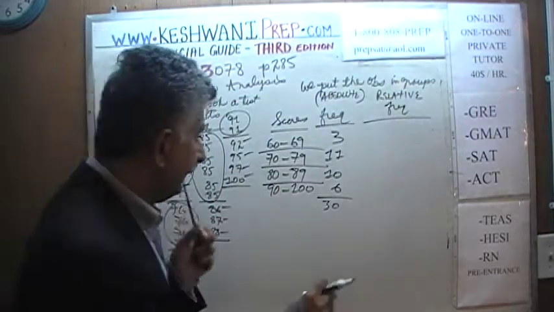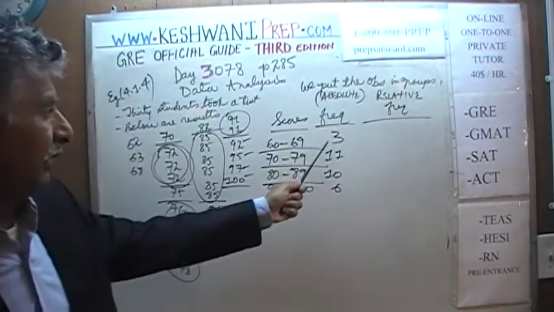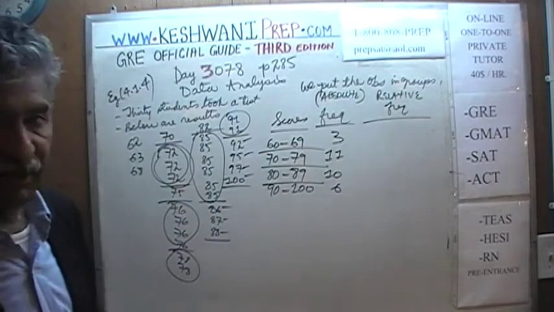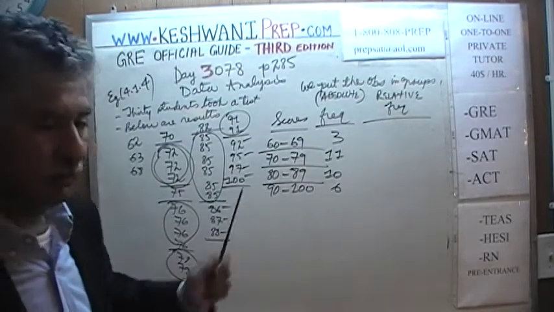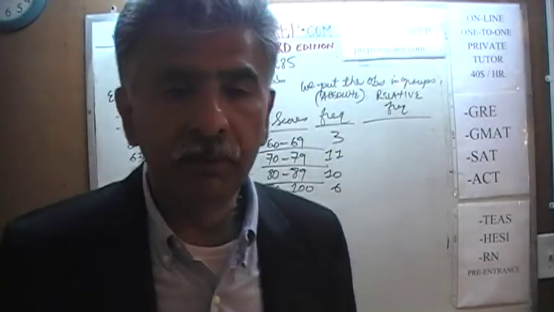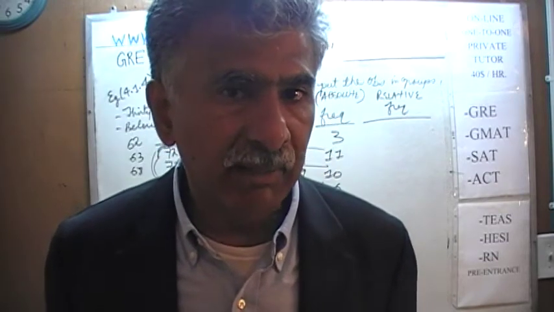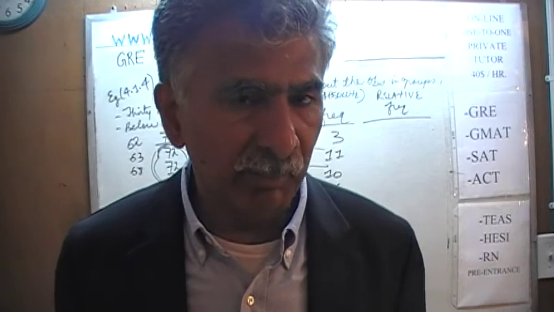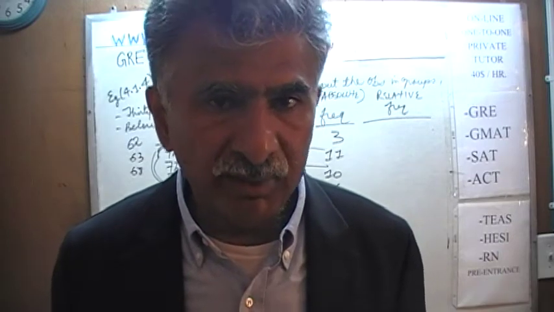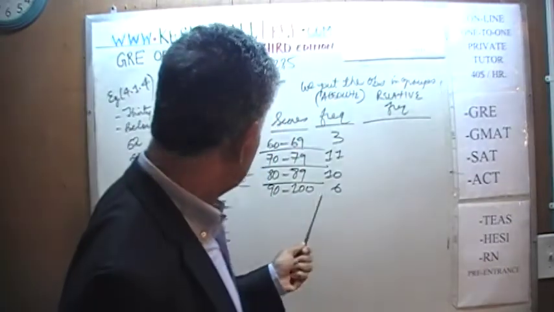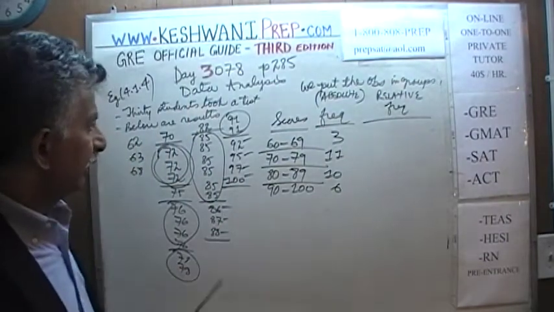Instead of simply saying that 3 people had a score between 60 and 69, or that 11 people had a score between 70 and 79, it happened 11 times. Now we'll give relative frequency, which will tell us that 11 different students got a score between 70 and 79, out of how many? We just had it, out of 30, I believe.